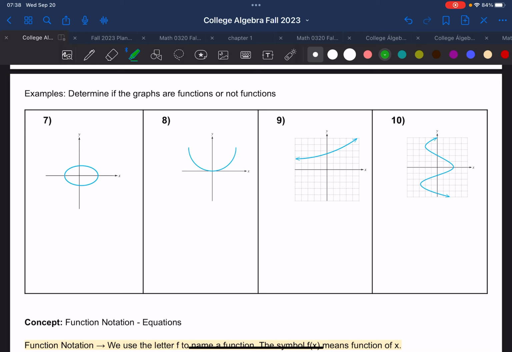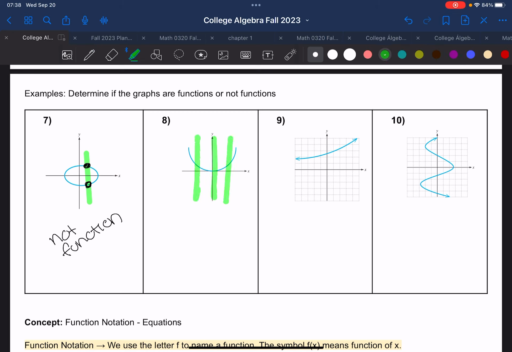So just doing the vertical line test on number 7, that tells us what? Function or not a function? Not. Not a function. Why? Because the x's are repeated. Good, because it crosses this ellipse at the top and it crosses at the bottom.